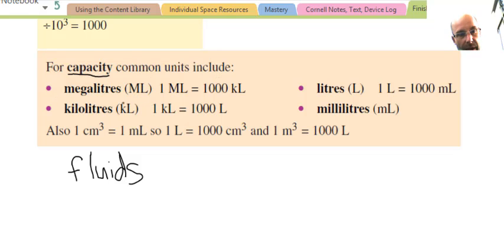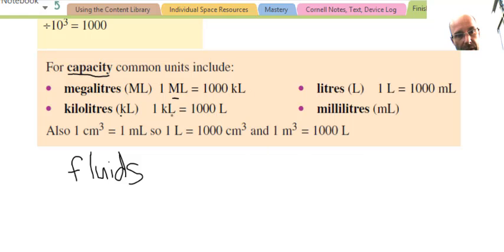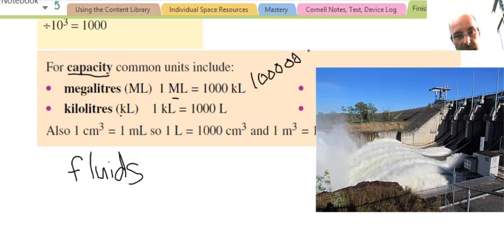We've got some common ones here. Megaliters, mega meaning a million. Remember, there's a big M for mega. Kiloliters, small k. L's always a large symbol. That's 1,000 liters. Megaliters is 1,000 kiloliters, which is 1,000 times 1,000. That's a million. That'll be 1 million liters. Mega meaning a million. 1 million liters.